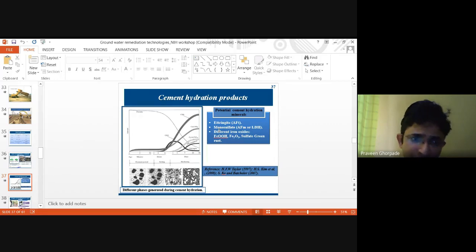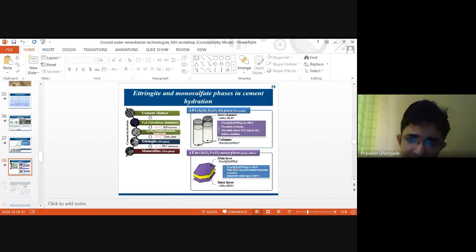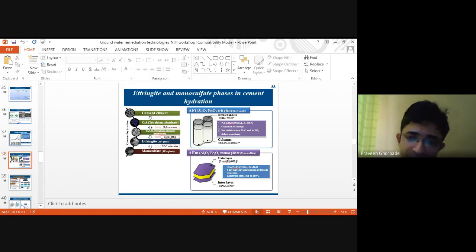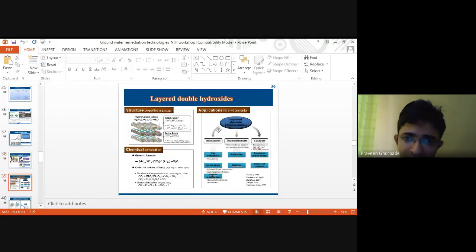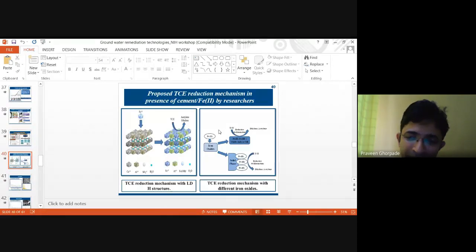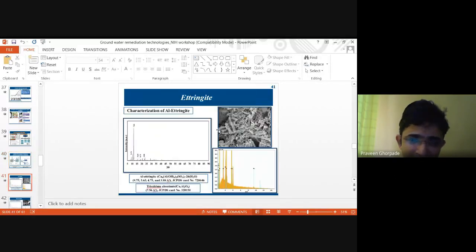So what we did was design a different type of cement, which will give more of this ettringite and monosulfate. I'm not going into the details of the chemistry, basically how we made it, but you can find a lot of literature on this, and you can see how exactly this mechanism works. Everything is explained there. You can see that we ended up designing some material.